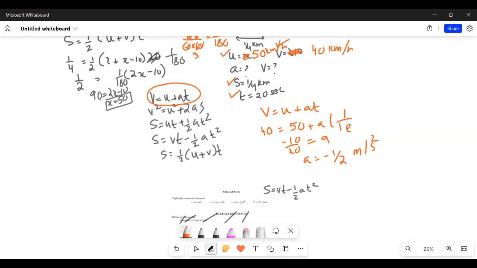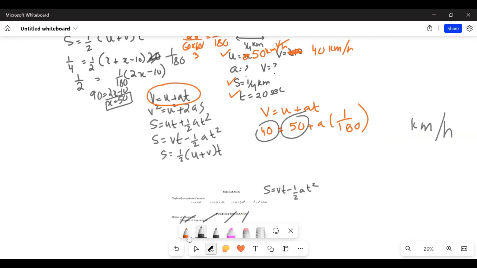1 by 180. Can you tell me what do we get for A now? Because we need to give the answer in kilometer per hour, and the distances are already in kilometer. I mean, the speeds are already in kilometer per hour. So the time should have been in hours as well. So it is now minus 10 into 180 equals A. Now it's correct. Minus 1800 kilometer per hour square.